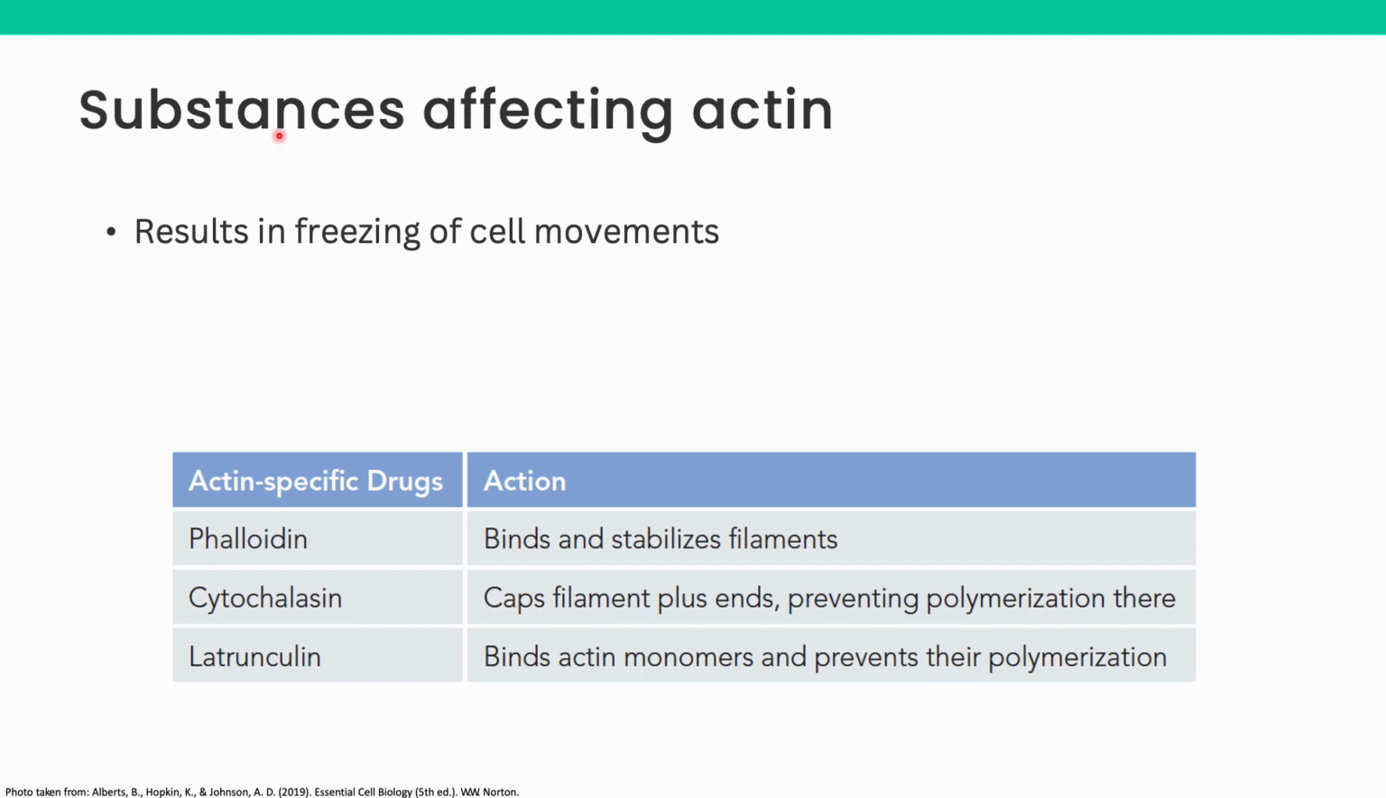Finally, let's talk about some substances that affect actin. Just like your microtubules, these substances also prevent the actin from assembling and disassembling very rapidly in the cell. And as a result, this freezes the different cell movements that are given by actin. Some examples we have are phalloidin, which stabilizes fragments or prevents them from disassembling. And then we have cytochalasin and latrunculin, which prevent polymerization or the buildup of new actin fragments.